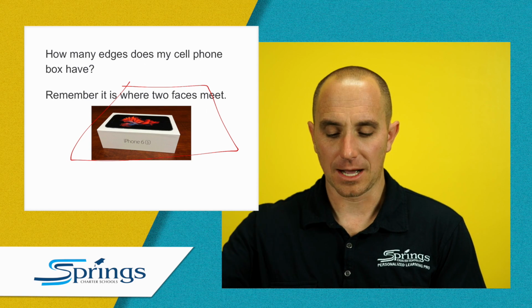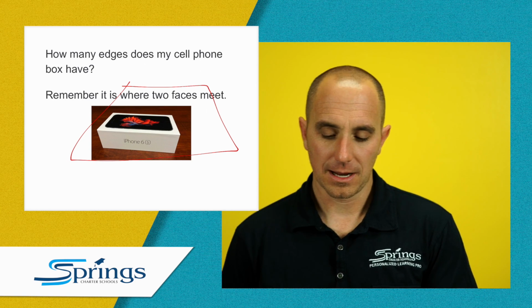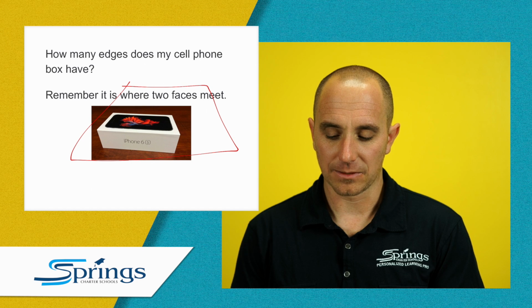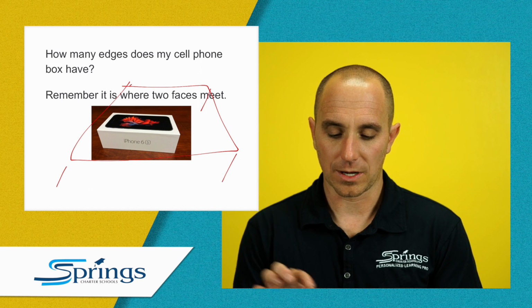And then if I have 4 on the top, I'm going to have 4 on the bottom. So that would be 8, and then I'm going to have the connecting ones. So 9, 10, 11, and 12.